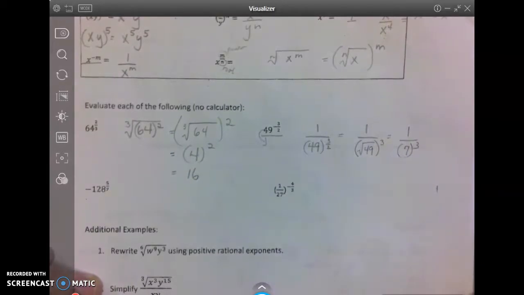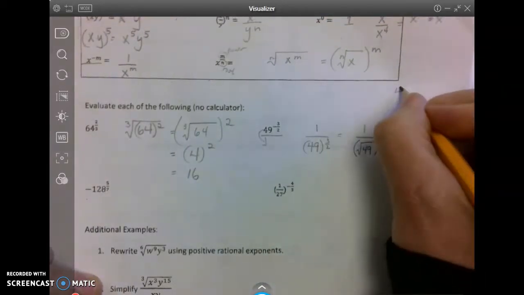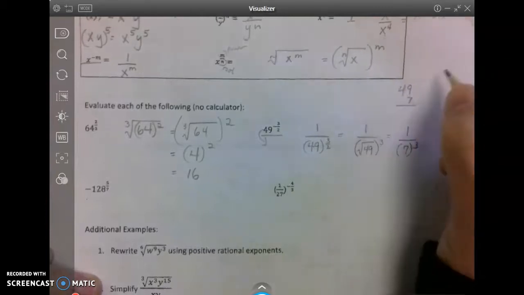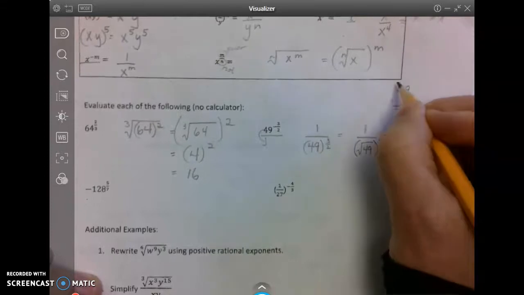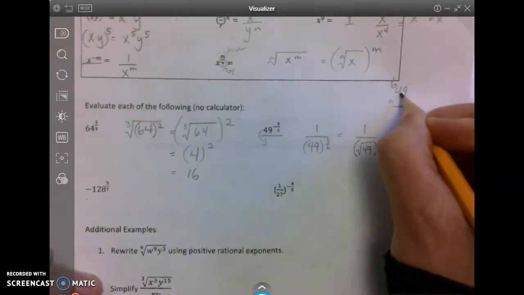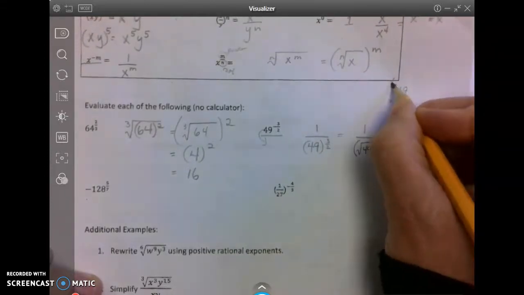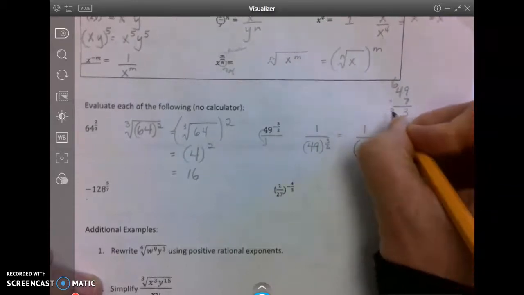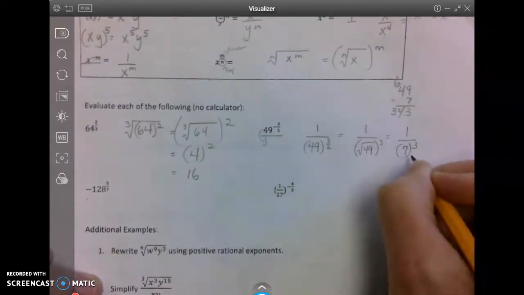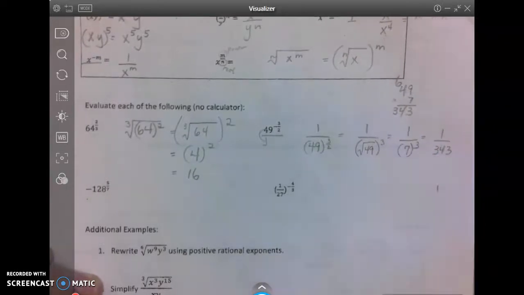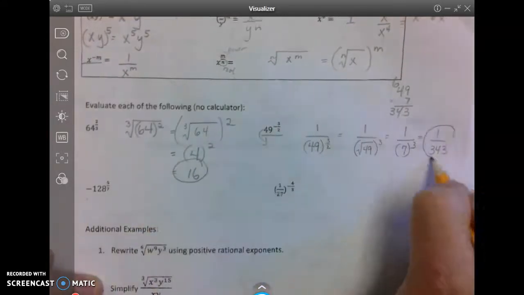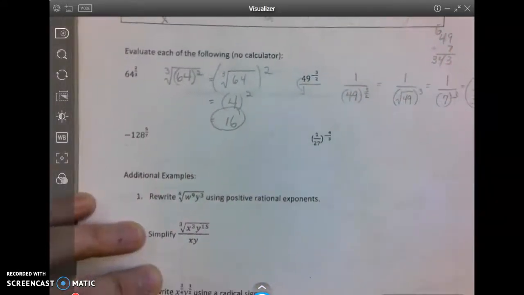7 times 7 is 49. 49 times 7. Let's see, I'm going to get 63 here, so 3 carry the 6. 7 times 4 is 28, plus 6, 34. So I get 1 over 343. That's my final answer. All right, let's go to this next one.